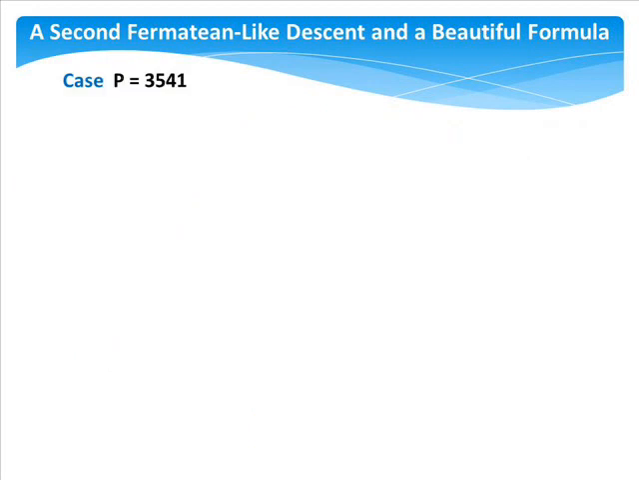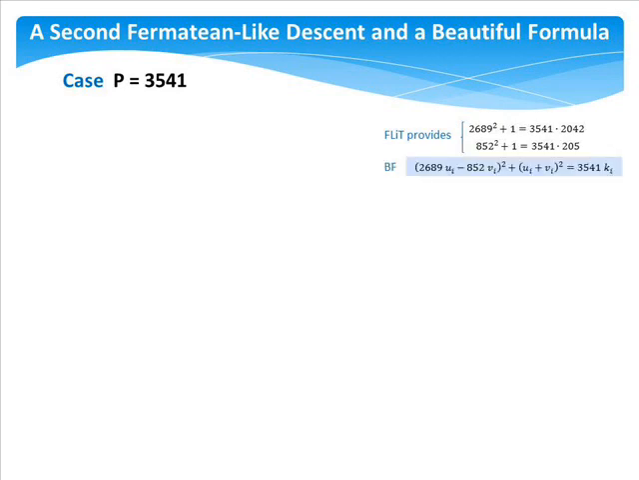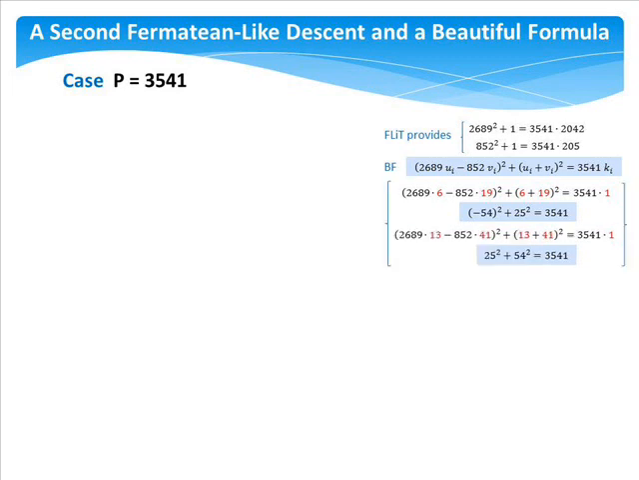Well, let's see the case prime 3541. Fermat's little theorem provides the initial equation, so we get 2689 for n sub 1 and 852 for n sub 2, and we insert them in the beautiful formula. We'll eventually find out that we get the solutions for u being 6 and v being 19. But there's also another pair of u and v that reaches the same solution, which is 13 and 41 respectively.